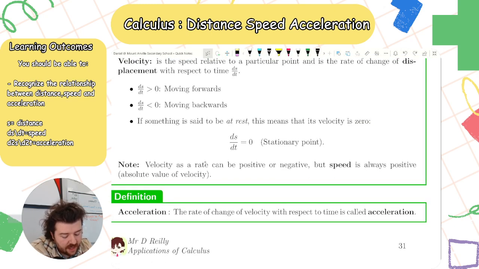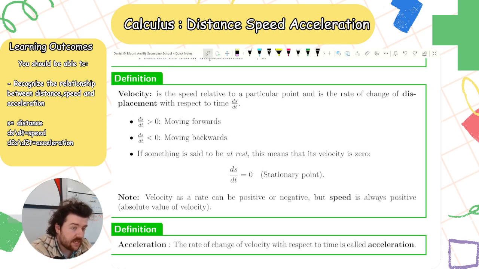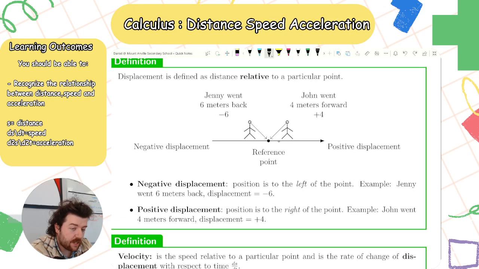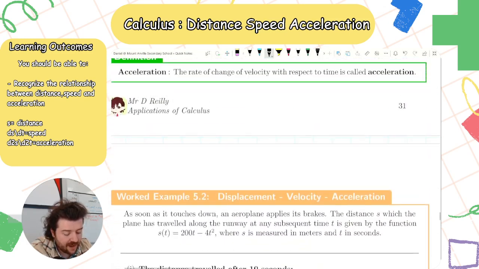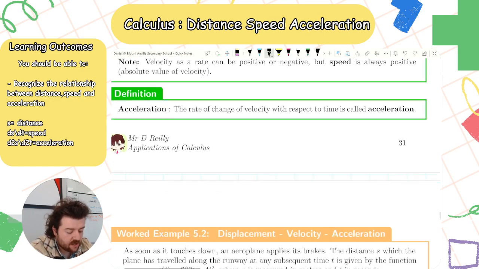Velocity as a rate can be positive or negative, but speed is always positive. Velocity, like displacement, is in reference to a particular point. So Jenny here would probably be going negative 6 meters per second, and John positive 4 meters per second from that particular point. And finally, acceleration is the rate of change of velocity with respect to time.